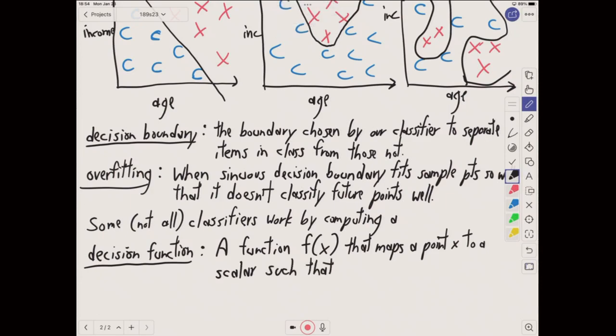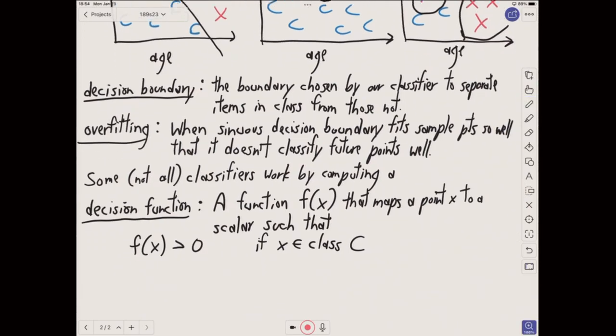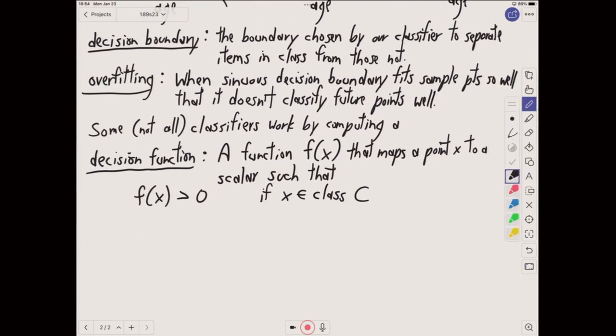And the scalar value produced by f is, if it comes out positive, then we are predicting that any point in that location is more likely to be in class C than not. And if f of x is not positive, then we're going to predict that x is not in class C. These decision functions sometimes go by another name. They're also called predictor functions.